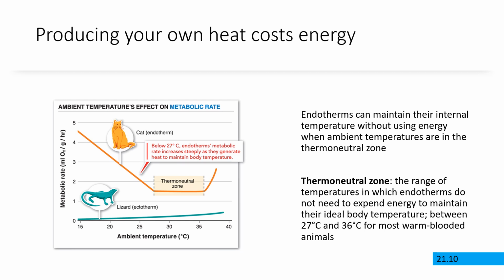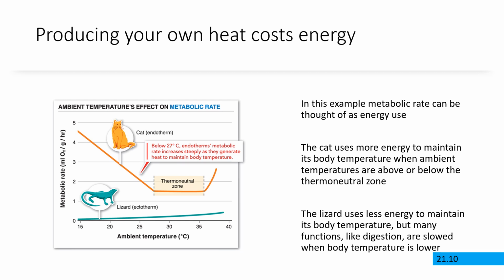For endotherms, there is a range of temperatures where they do not need to expend much energy to maintain their ideal body temperature. For most endotherms, that range is around 27 to 36 degrees Celsius.